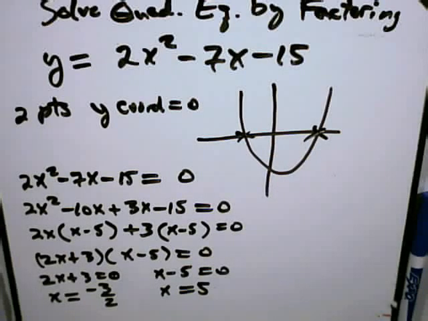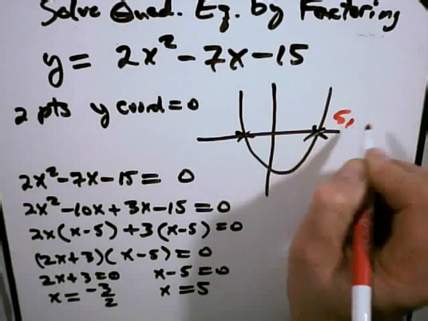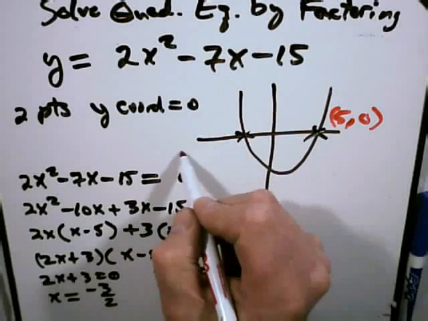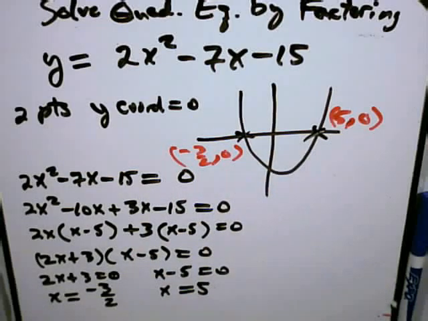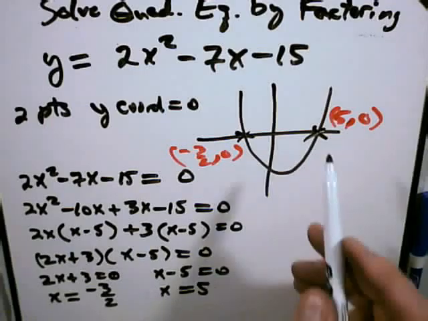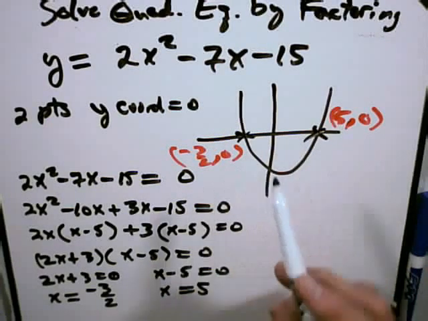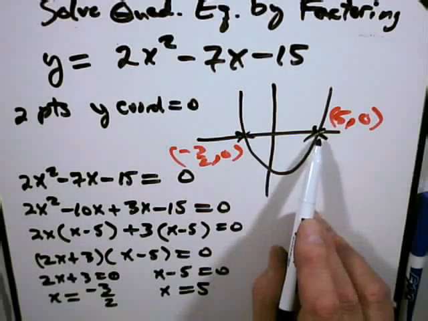That is, this point is going to be (5, 0), and this point here is going to be (negative 3/2, 0). So this is a very powerful technique when we're looking at a quadratic equation which has this characteristic shape. We're going to use this technique to be able to figure out where it crosses the x-axis.